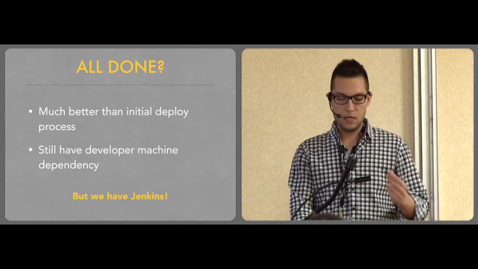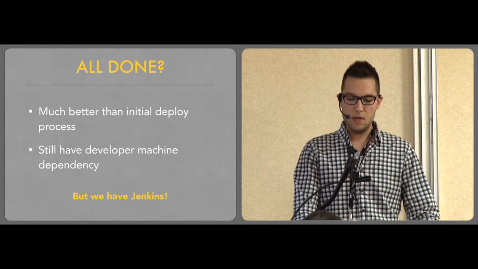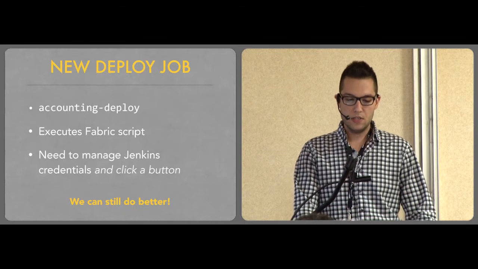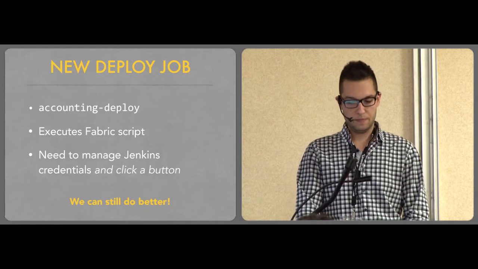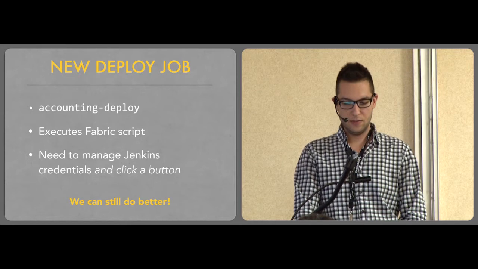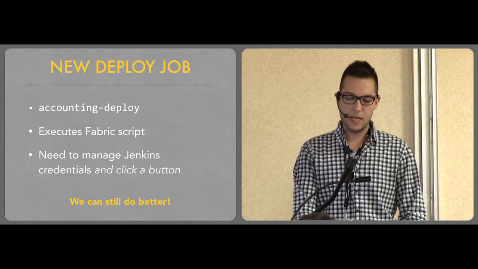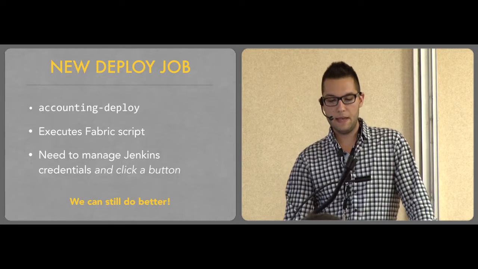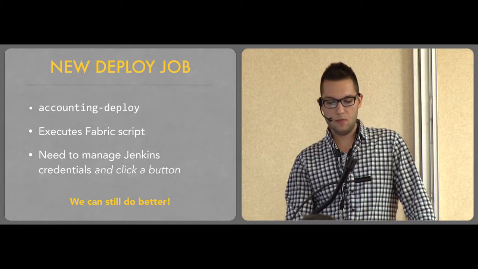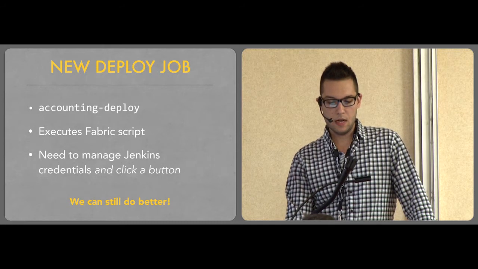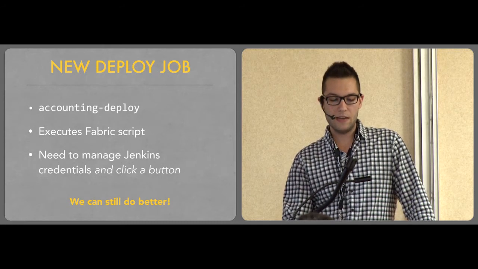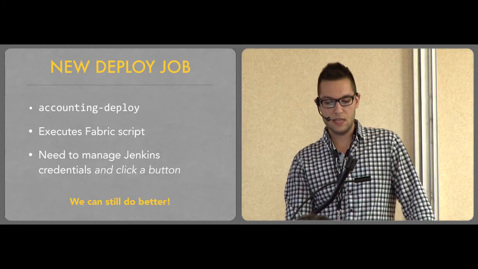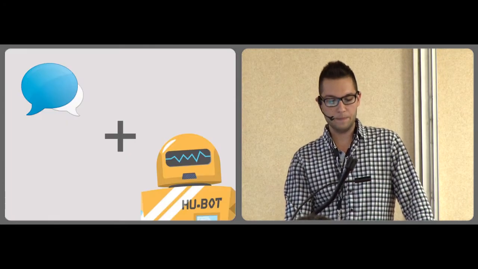Are we all done? It's much better than the initial deploy process, but we still have that developer machine dependency. But remember, we still have Jenkins. So we can have a job to actually deploy, which is funny enough called accounting deploy. What that pretty much does is it executes the Fabric script and just runs clean. But you still have to manage the Jenkins credentials, and you do have to click a button, so it's not that cool. We can still do better.